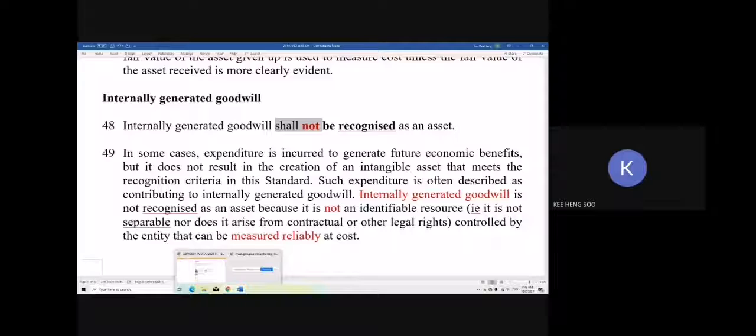You see, the standard never says anything one way, so you have to be careful. And the prudent concept also says you should not overstate your asset and should not understate your liability. Internally generated goodwill is not an identifiable resource. It cannot be measured reliably. Clear? So 48, 49 very important. Jot down already.